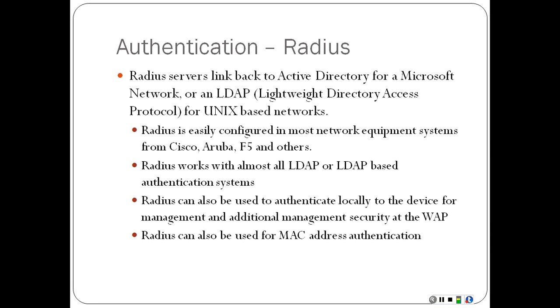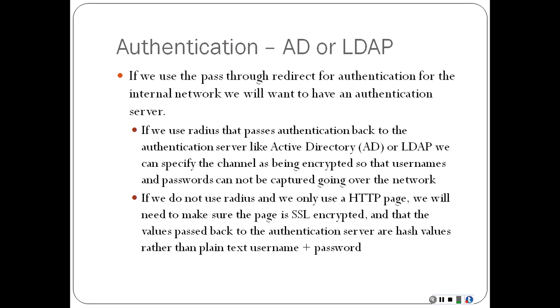Now, another thing that cropped up, and I thought this was interesting, was MAC address authentication. You can also use Radius for that, but there's some downside to MAC that we're going to talk about in a minute. So AD or LDAP: if we use the pass-through redirect for authentication for the internal network like I want to do, with our terms of service and username and password, Radius will pass that authentication back to Active Directory or LDAP, and we can specify whether it's encrypted so that the username and password can't be captured. If we don't use Radius and we only use an HTTP page for the terms of service, username and login, then we're going to want to make sure that page is SSL encrypted and that the values passed back to Active Directory or LDAP are hash values and not the plain text username and password, because we want to make sure those can't be intercepted off the network.